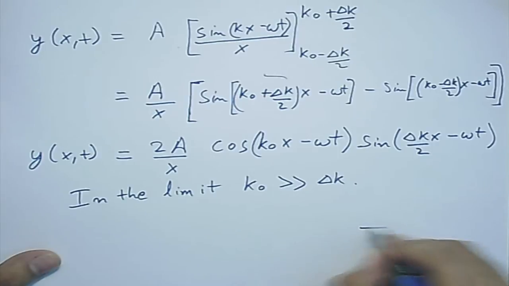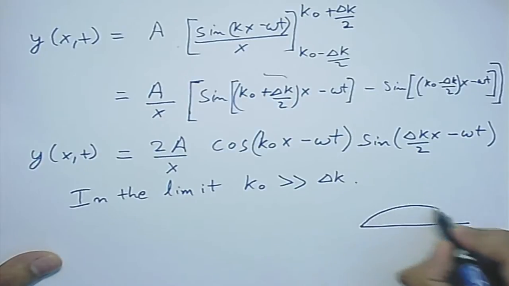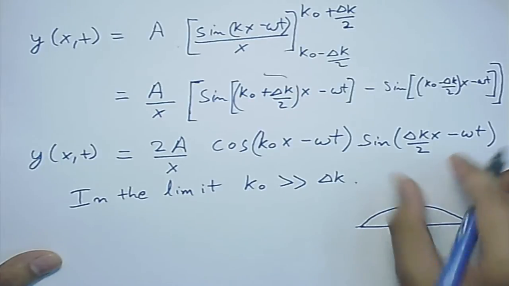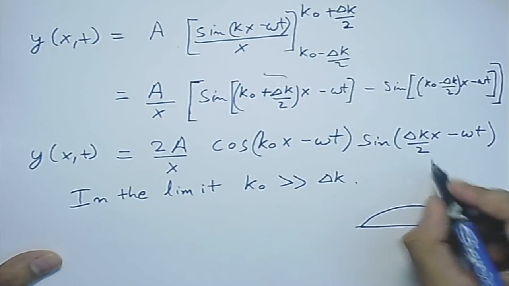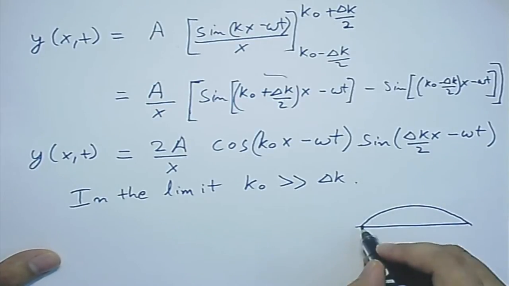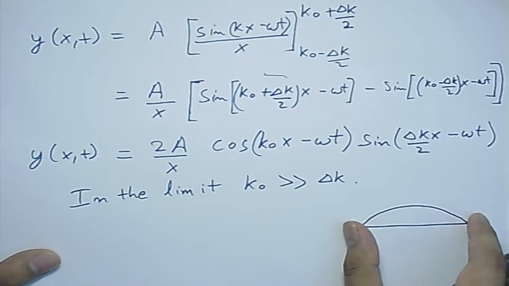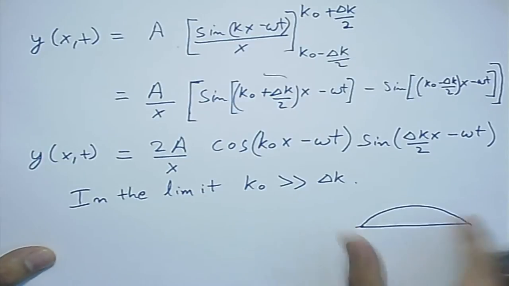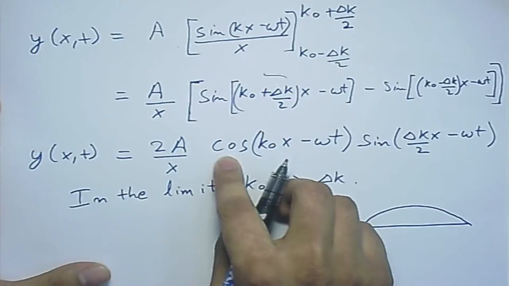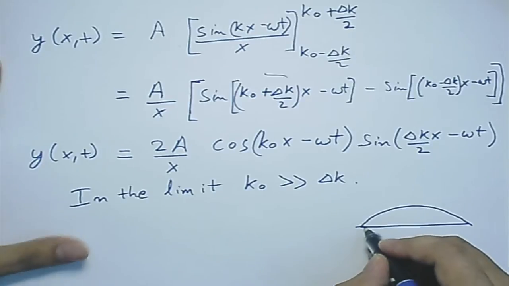So you can see it this way. Since delta k is a smaller quantity, let's say this were the envelope, the overall delta k x over 2 sine oscillation. Then within this much length, there will be a large number of oscillations of the cos factor. So I'll just write it down as this.